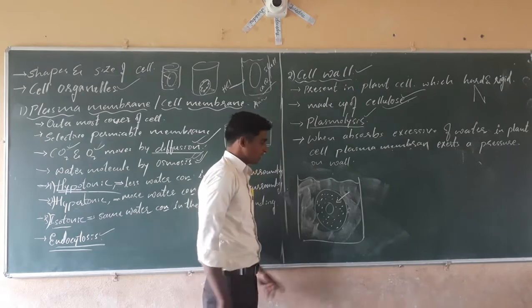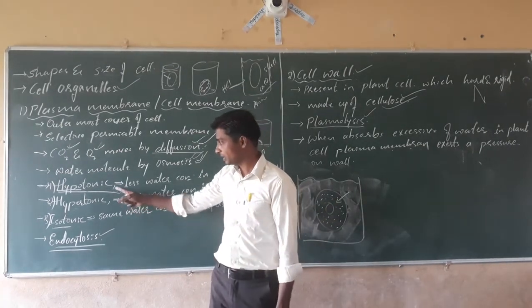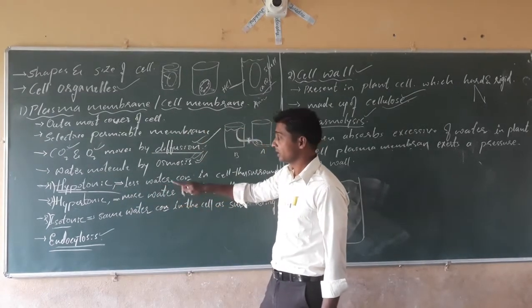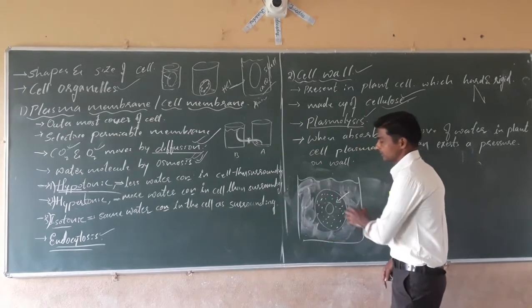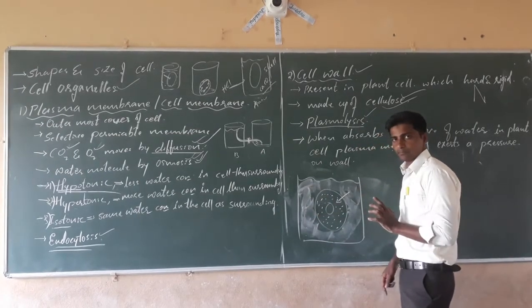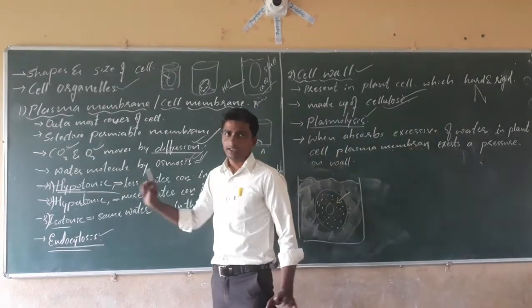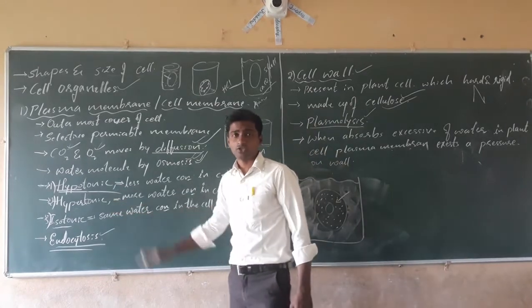That is, a hypotonic solution is a solution in which the concentration of water is less in the cell than in the surrounding. That type of solution is called a hypotonic solution. Next comes the hypertonic solution.